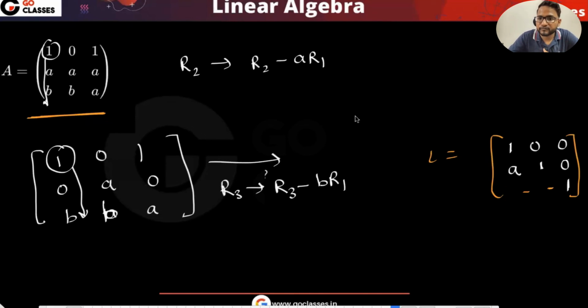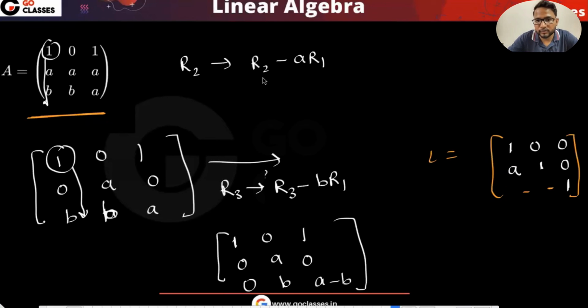Yeah, right. So this will be 1, 0, 1, 0, A, 0, and then for R3, B minus B is 0, and A minus B, so it will be A minus B. Now what should I be writing here? B. Yes, I should be writing B.